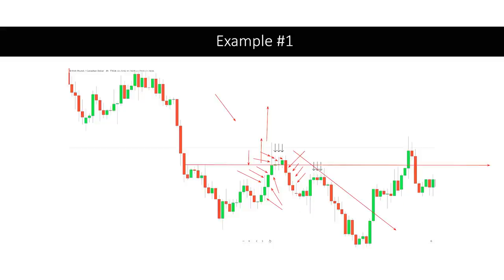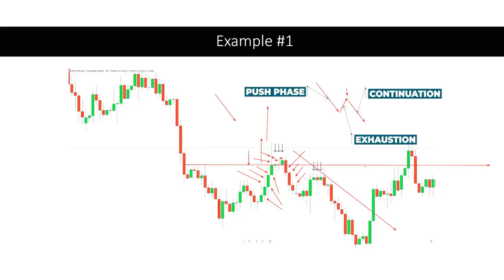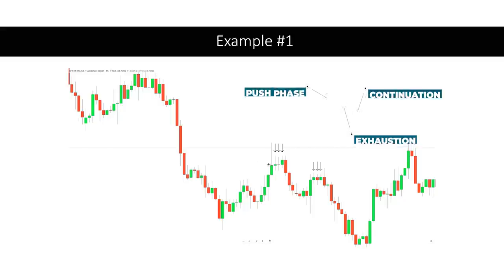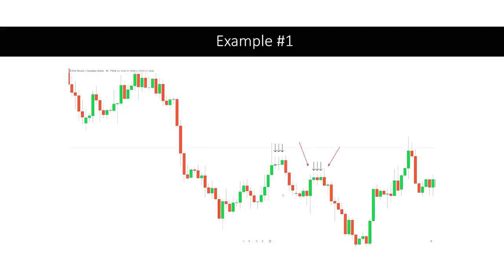Now you have a first phase in the market where the bears have taken back over, and then you have the second phase. After a push phase, you have an exhaustion, and then after an exhaustion, you should have a continuation. If we bring all of the behavior here over to this information here, what do you see? Well, you see the first phase, you see the pullback, which is exhaustion.